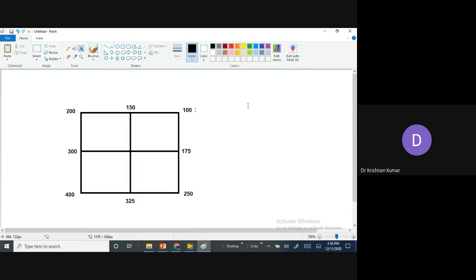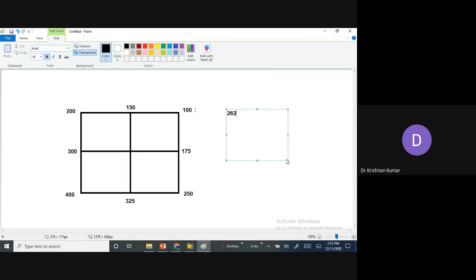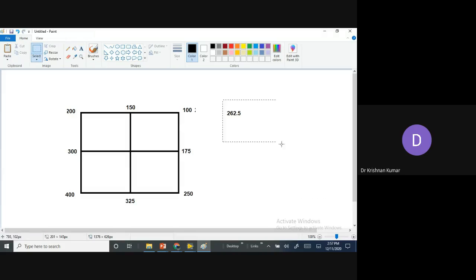So 175 plus 87.5, 262.5. Automatically it will come 262.5. So now this is the center point. Even you can verify both sides, it may come like this.